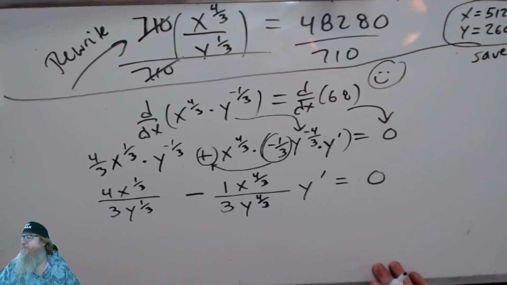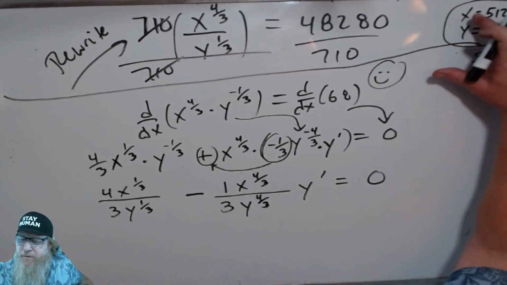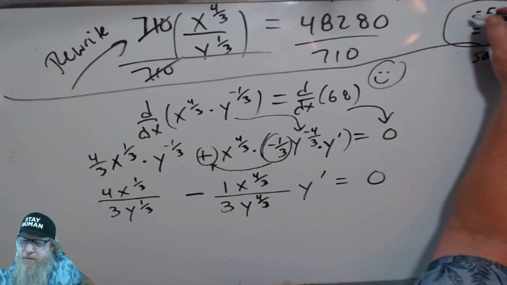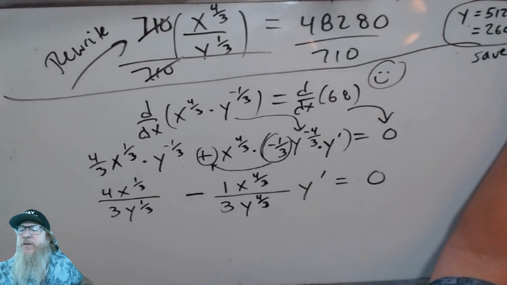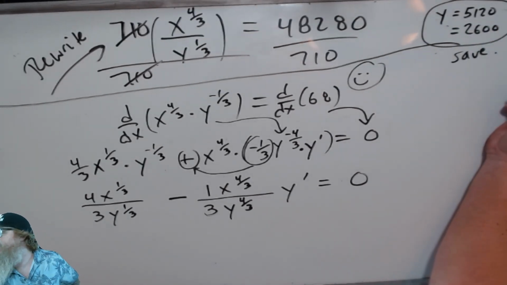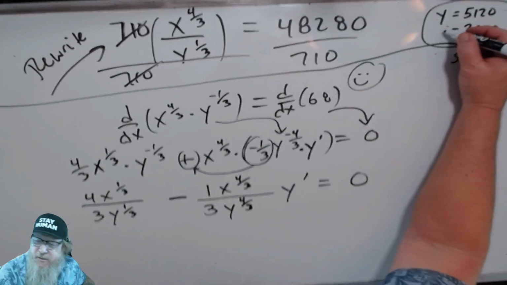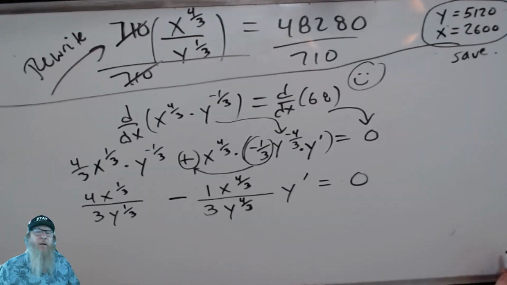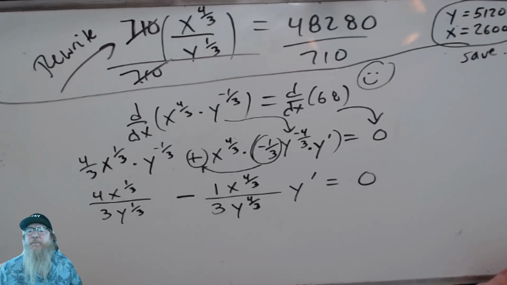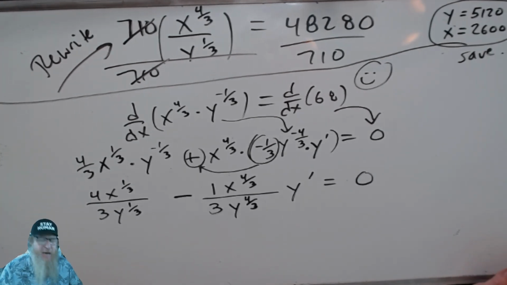All right. Actually, I wrote them down backwards. The y is 5120. I'm glad I caught that. And the x is 2600. A lot of little things you got to keep track of here.